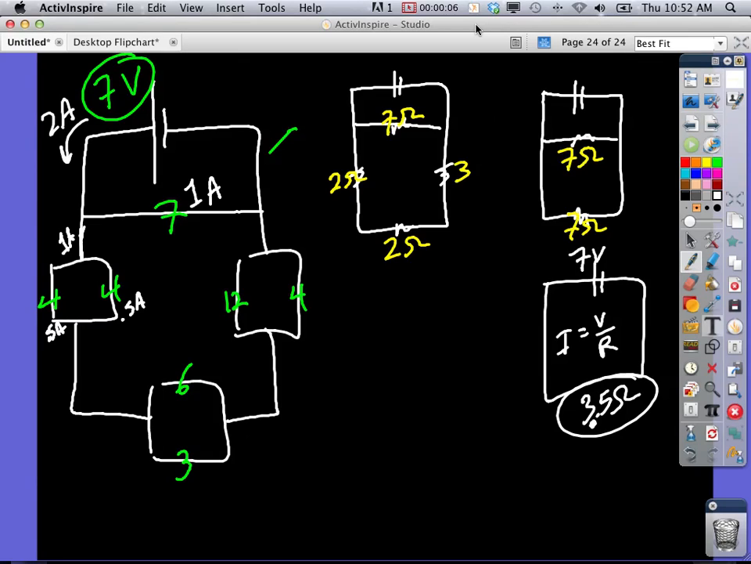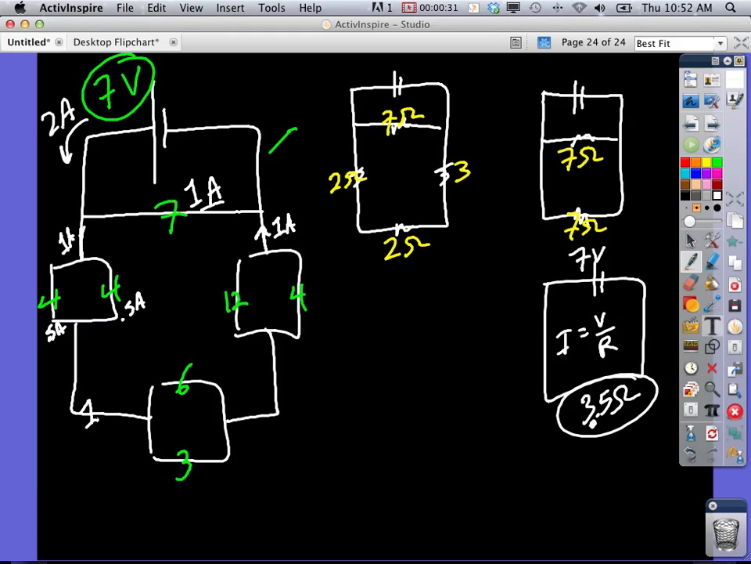We condensed the parallels into 3 individuals, which were in series, put those together, then took this last parallel, combined it to 3.5, used the 7 volts to get 2 amps coming out of the battery. But I used the loop rule first, right away, to get 1 amp coming through this resistor. That lets me know that this coming down and this going back up is 1 amp, right?